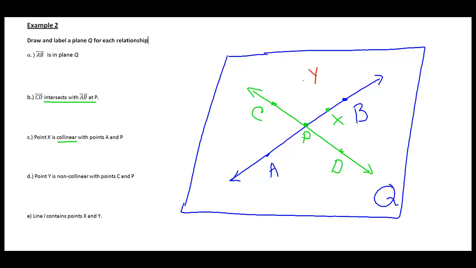And part E, line L contains points X and Y. Well, we have 2 points X and Y. I would have to connect them to make line L, and that line L is a lowercase letter, so that would be the lowercase italicized letter method right outside of the line.